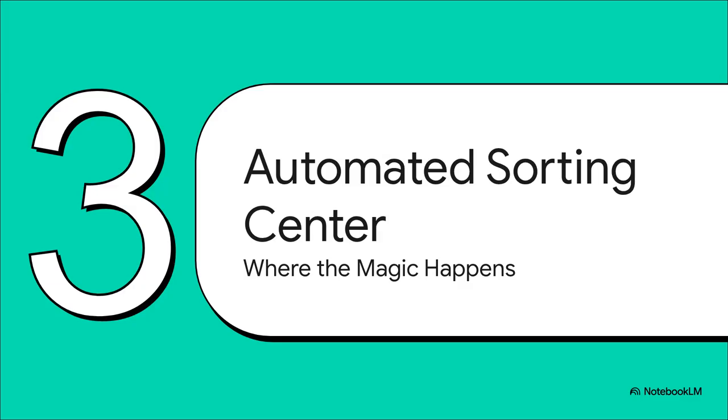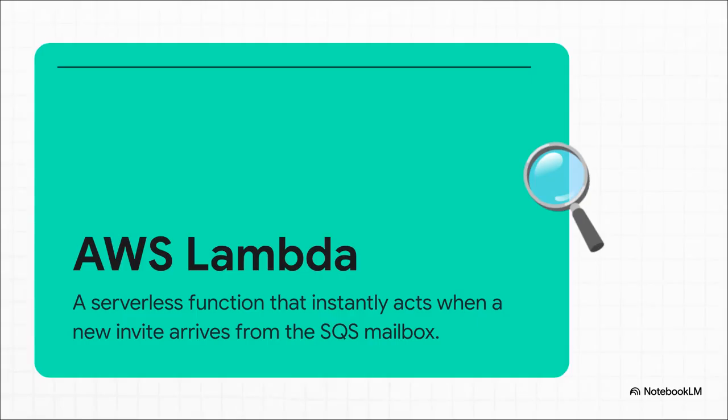So once our invite makes it to the very front of that line, it gets sent over to the brain of the whole operation. We can think of this as a totally automated sorting center. This, right here, is where the magic really starts to happen. This sorting center is what's called a serverless function, in this case, AWS Lambda. Now, serverless just means it's like a hyper-efficient worker that's basically asleep, using zero energy until our invite arrives from the mailbox. The moment that request comes in, bam, it instantly springs into action to do its job.